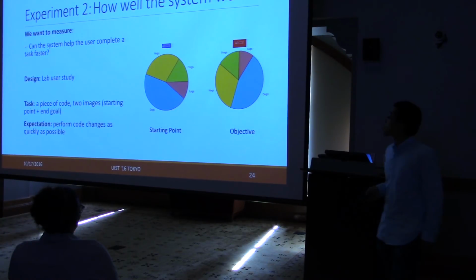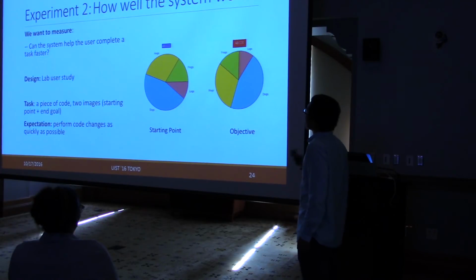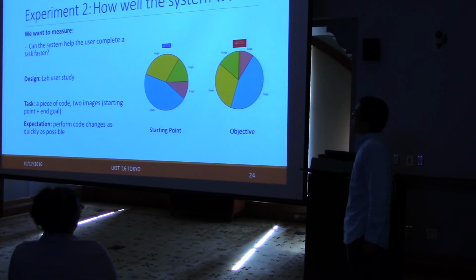The purpose of the second experiment is to see how well the system works. In this experiment, we want to measure, can the system really help the user complete a task faster?